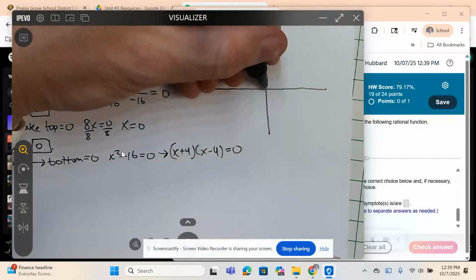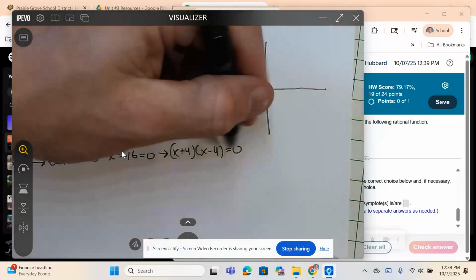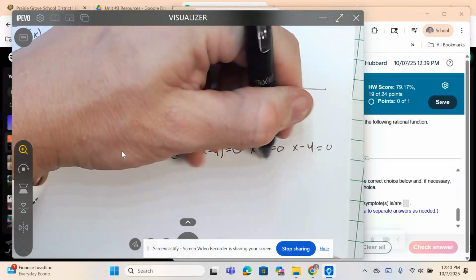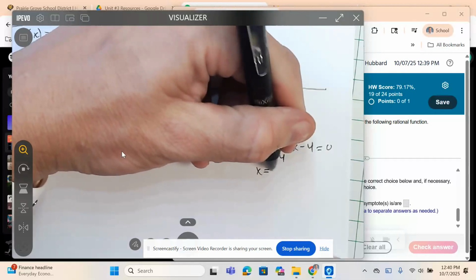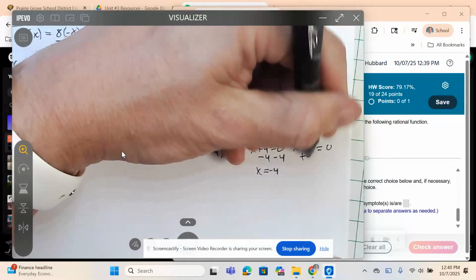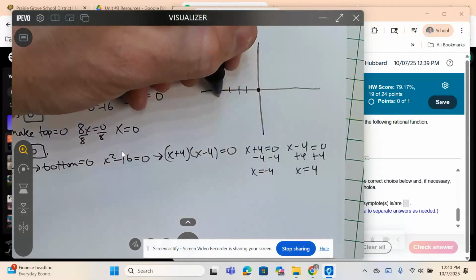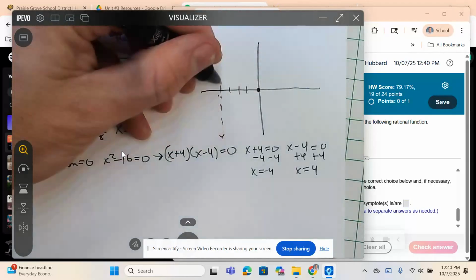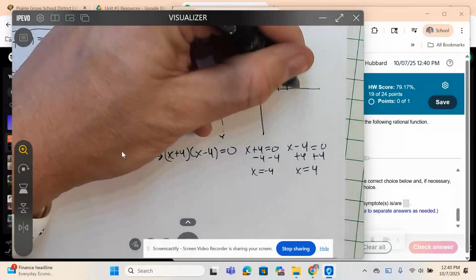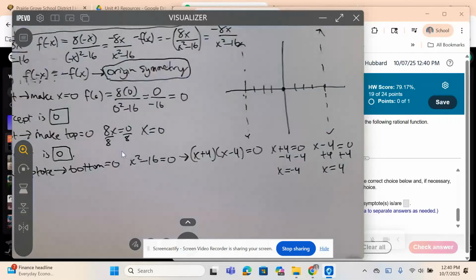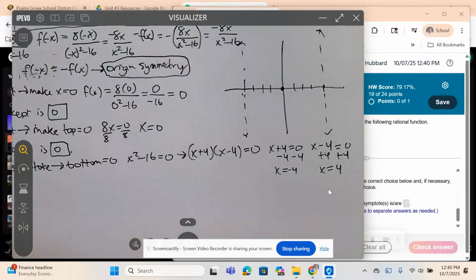So the x-intercept and y-intercept is 0. So x plus 4 equals 0, x minus 4 equals 0. Subtract 4, x equals negative 4. Add 4, x equals 4. So you're going to have a vertical asymptote at negative 4, and a vertical asymptote at 4. So vertical asymptotes at negative 4 and 4.